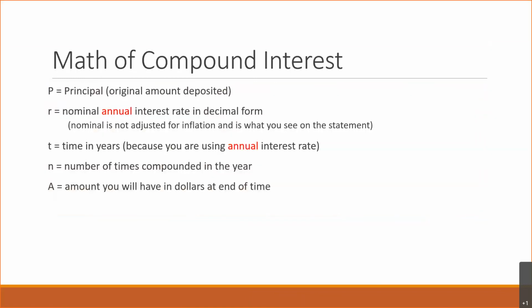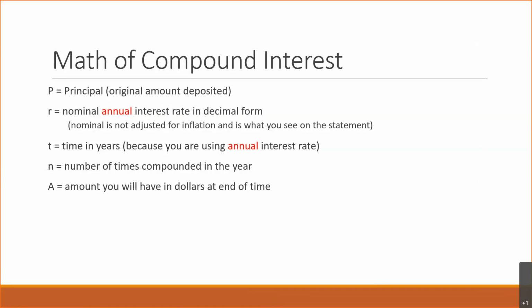Well, let's look a little bit at the math of compound interest. So we're going to use some symbols here to represent different parts of what we're going to come up with as a formula. P is your principal, that's your original amount deposited. R is going to be, and this is going to be important, nominal. Use that term, nominal, meaning just not adjusted for inflation, what you see on your statement, whatever the interest rate that the bank is paying.